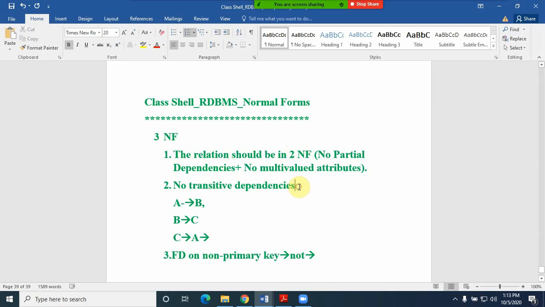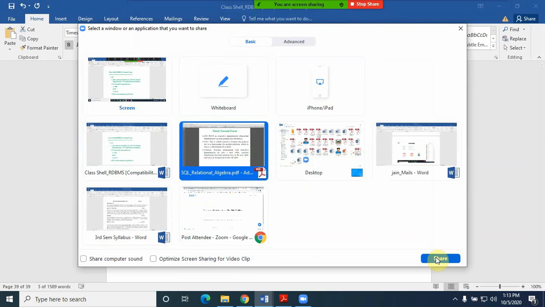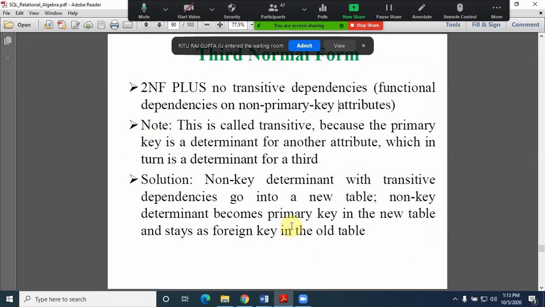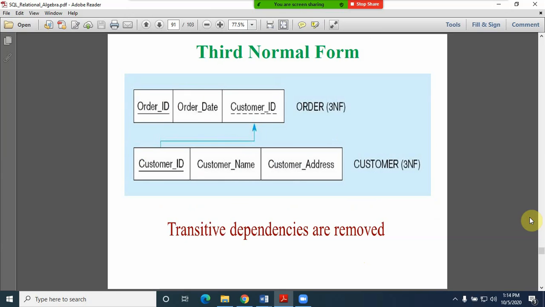And what is the requirement of the third normal form? No transitive dependencies must be there. So for that we are taking this particular thing, friends. Let me explain with an example. Now, what is the solution for this? The non-key determinant with a transitive dependency goes into a new table. The non-key determinant becomes the primary key in the new table and stays as a foreign key in the old table. Just by reading this text you may not get the clarity, so let me show you with an example.